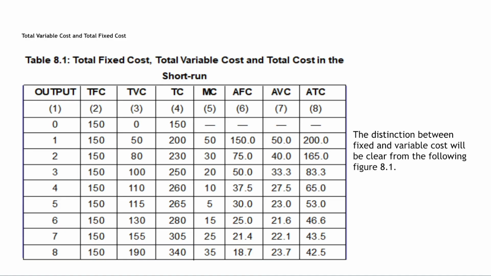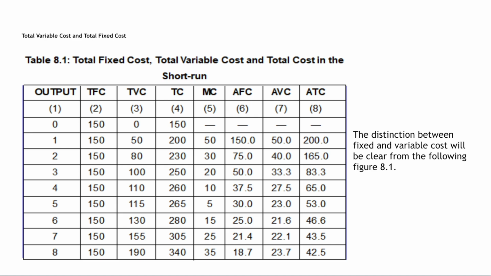Now here we can see the table which shows total fixed cost, total variable cost and total cost in the short run. So when the output is 0, total fixed cost is 150. There is no total variable cost, so total cost is ultimately 150. When output is 1, total fixed cost is 150, total variable cost is 50, total cost is 200. So marginal cost is 50. We will discuss the concept of marginal cost later on. Now average fixed cost, when you divide total fixed cost by the number of units, it's 150. Average variable cost is 50 and average total cost is 200.